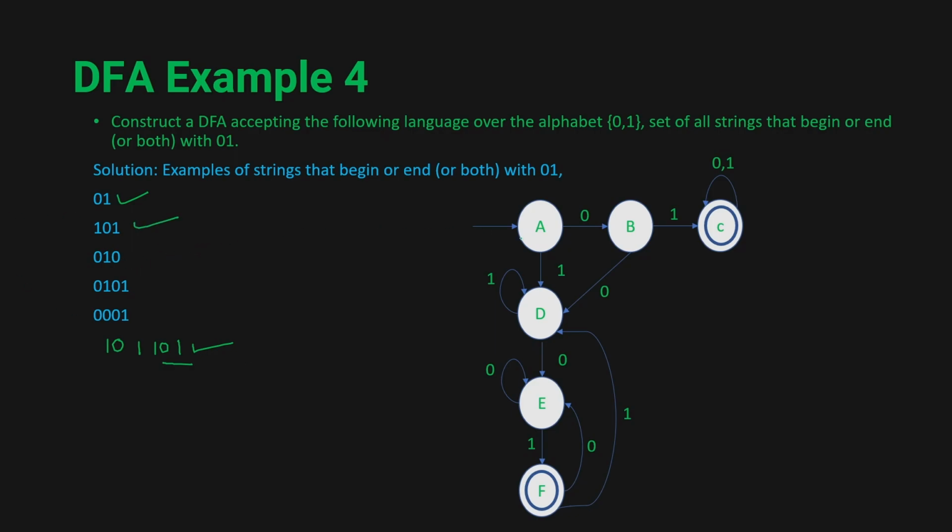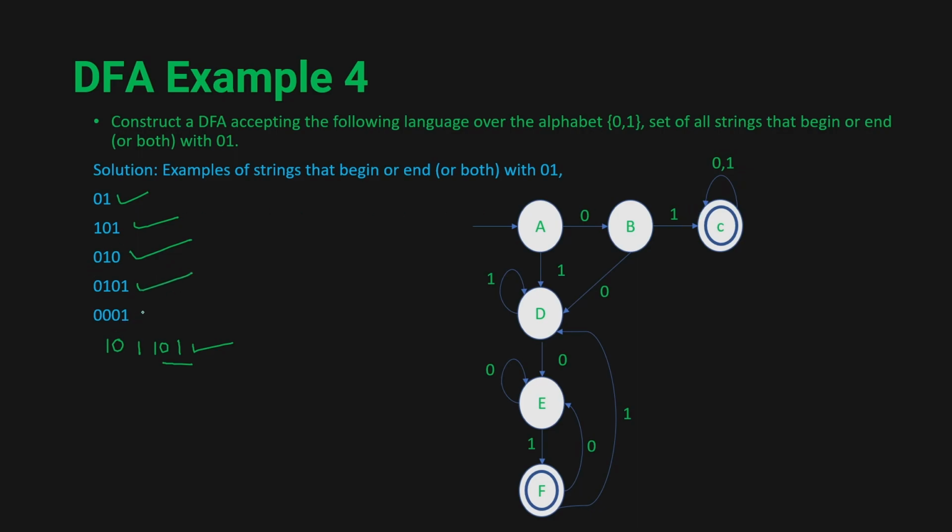What about 0, 1, 0? So let's say you are in state A, you get 0, you go to B, you get 1, you go to state C, and then again you get input 0, you are in state C. Is it a final state? Yes. So hence this string is also accepted. What about 0, 1, 0, 1? So a string that is starting and ending with 0, 1, 0. Okay. So let's say you're in state A. You get input 0, you go to B, then you get 1, you are in state C. Then you get input 0, you are in state C, you get input 1, you are in state C. Is it a final state? Yes. So this string is also accepted.